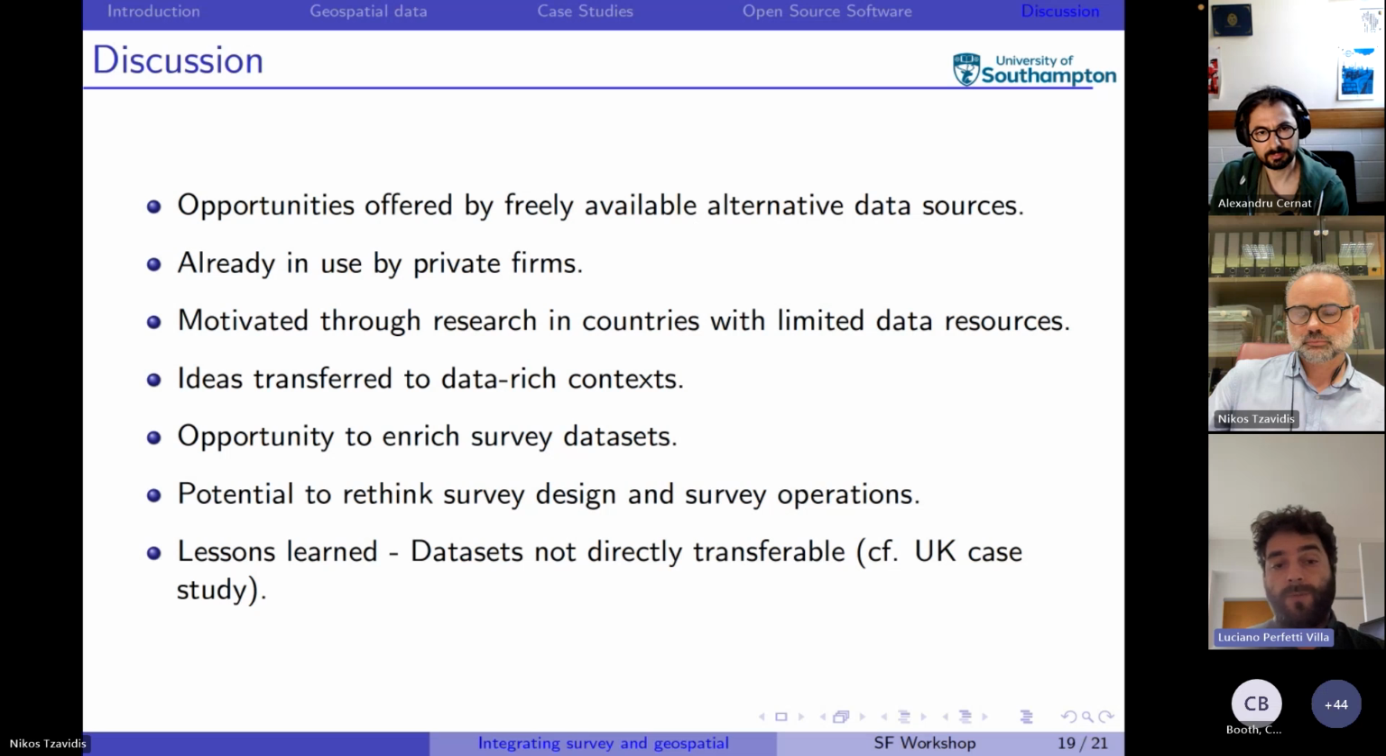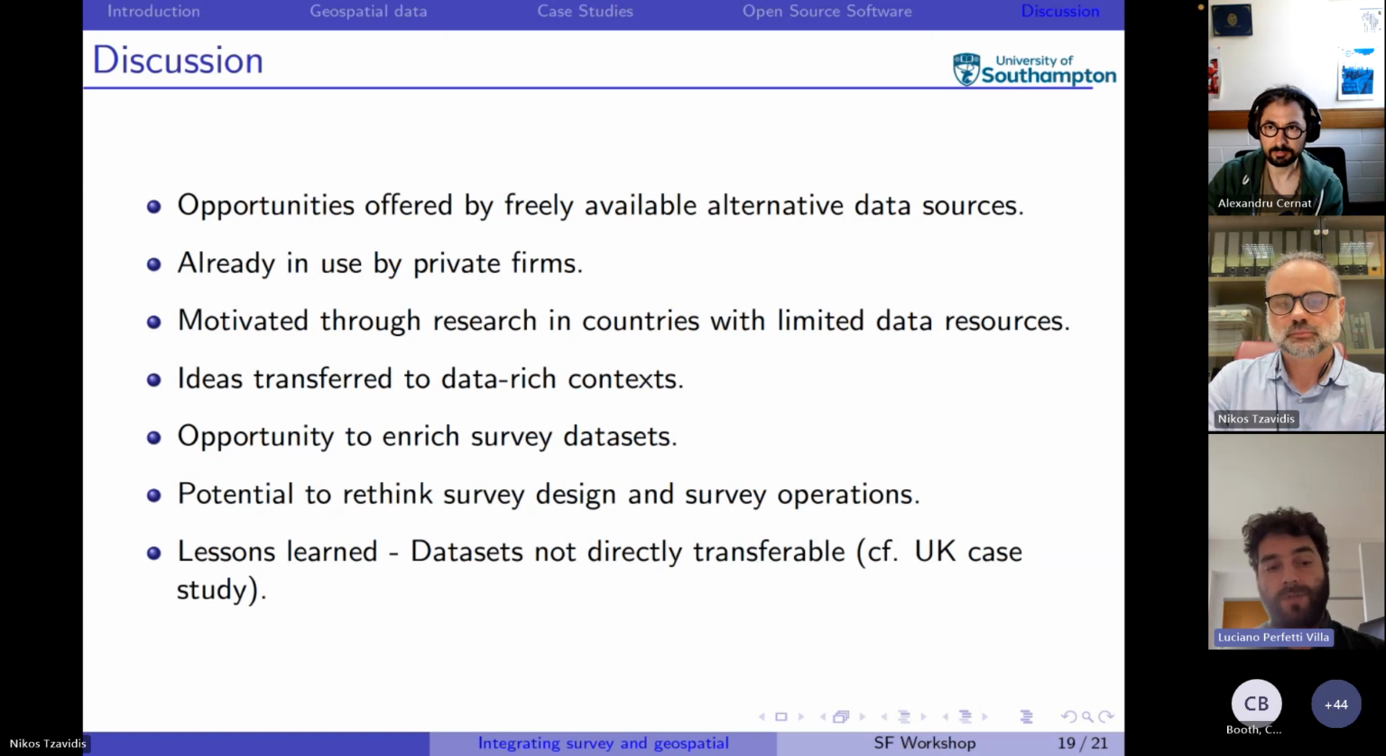Now, obviously, the question is, what happens if we bring that application to countries or settings where we have more data? We can enrich survey datasets, we can have more information, and we can rethink survey design, as Nico showed with WorldPop and survey operations; we can improve them. And finally, we learned that we cannot necessarily transfer the application. It depends on the case. We saw how we suffered a little bit here in the UK when we just took the same variables and tried to apply the same case here. So it depends on the case.